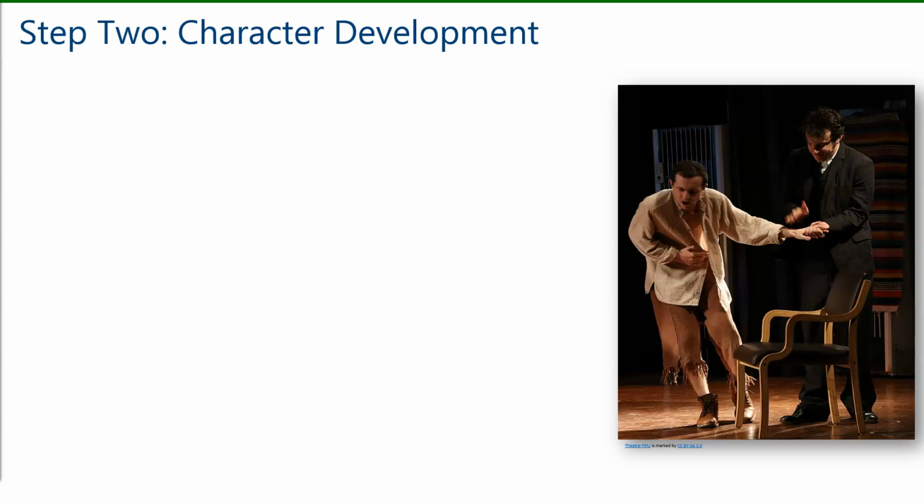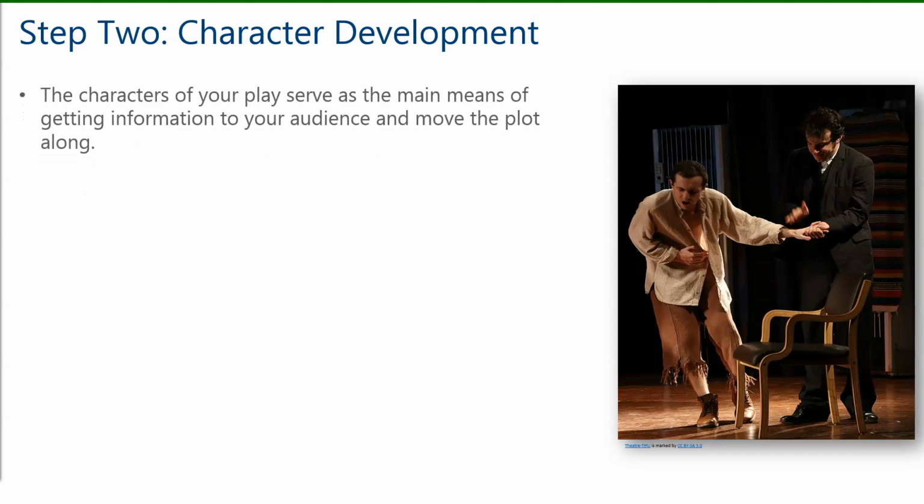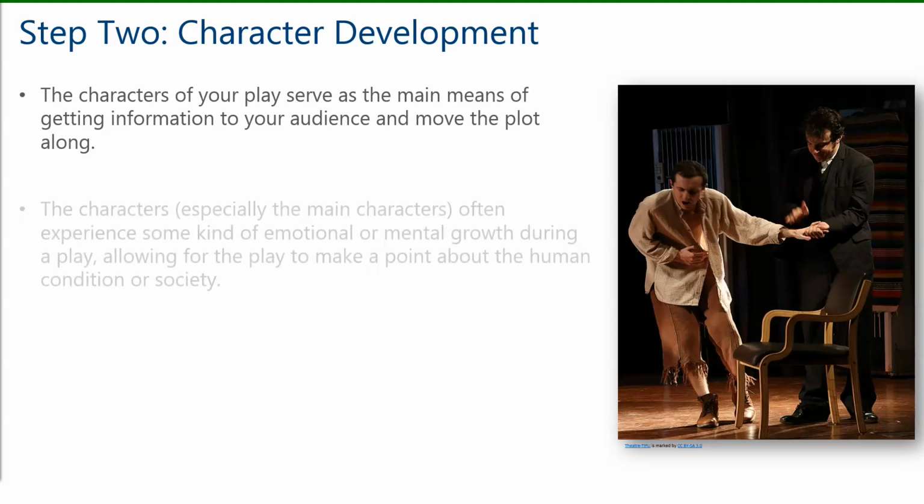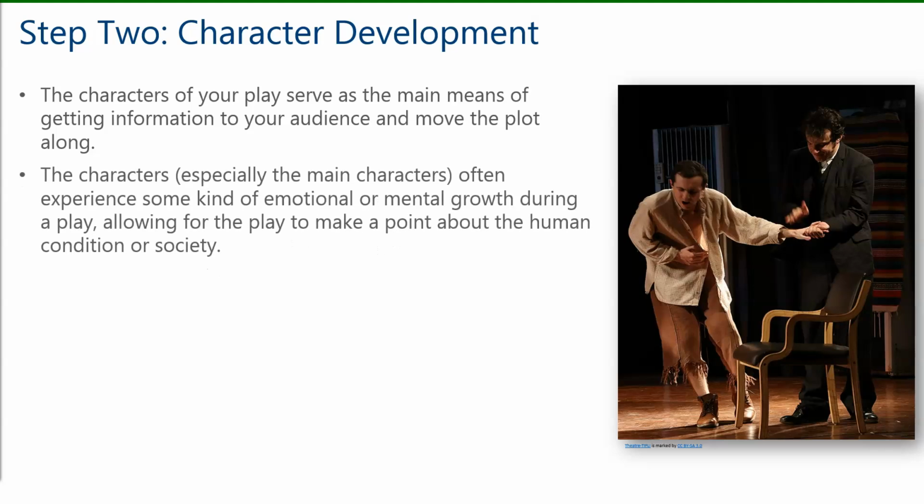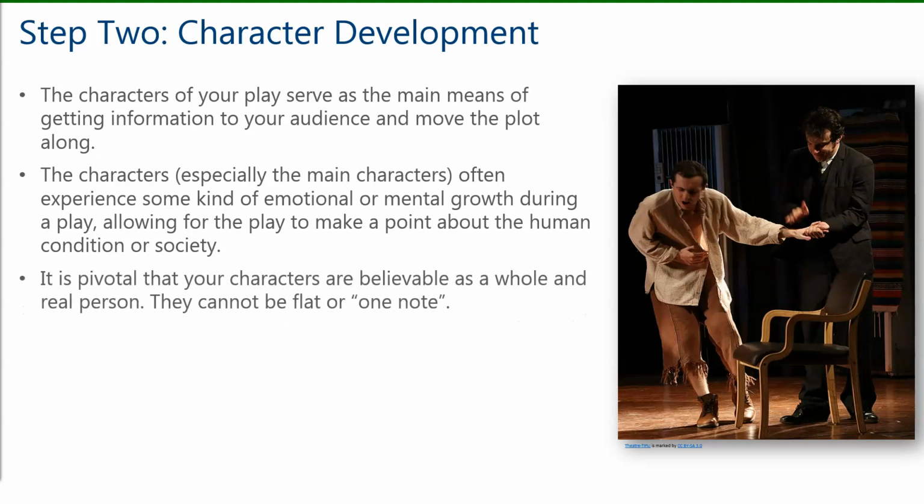Step 2 is character development. The characters of your play serve as the main means of getting information to your audience and move the plot along. The characters, especially the main characters, often experience some kind of emotional or mental growth during a play, allowing for the play to make a point about the human condition or society. And it is pivotal that your characters are believable as a whole and real person. They cannot be flat or what you would consider one note. Like, a character can't start as an angry person and just be angry all the time and never change. That's what you consider as one note.